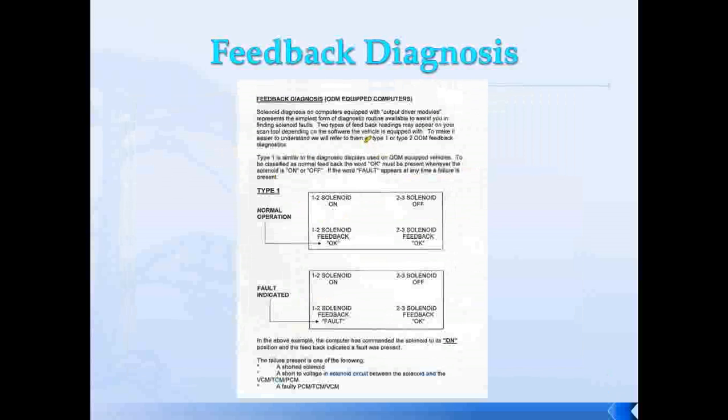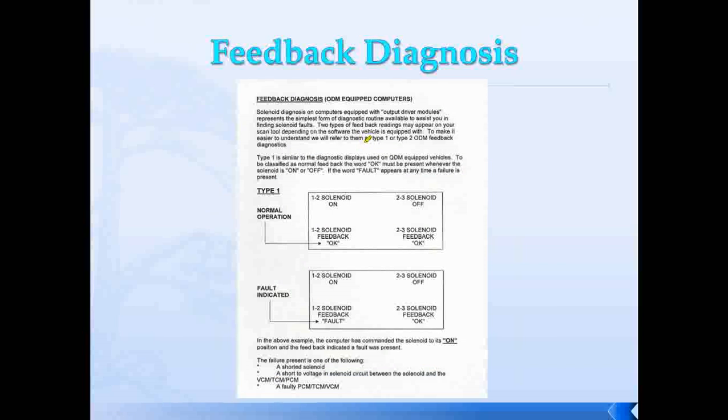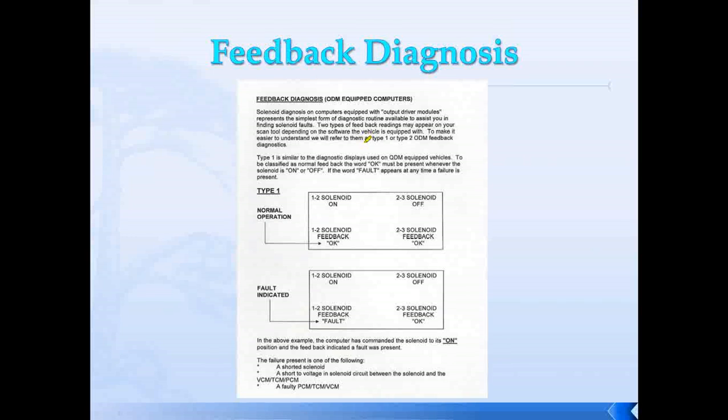Now, as I told you before, GM has changed their designs of their circuitry through the years. When they went to what they call output driver modules, they developed 2 types of diagnostics for those ODMs. They're displayed differently on your scan tool. We're going to talk about them and refer to them as type 1 or type 2. I'm showing you a type 1 display in your picture right now.